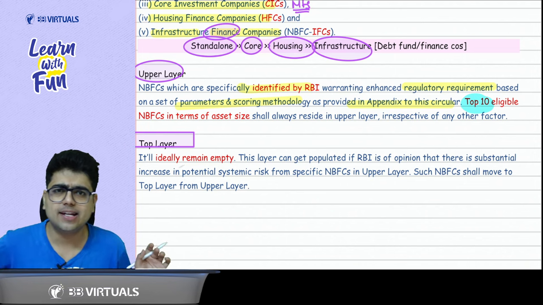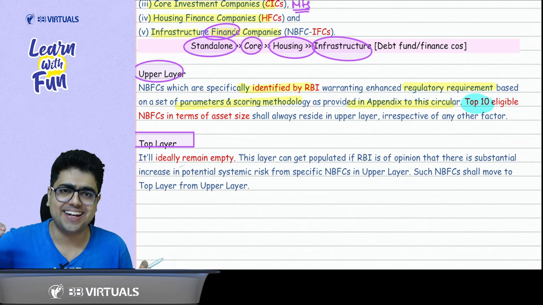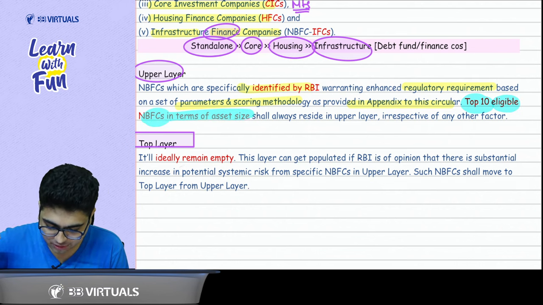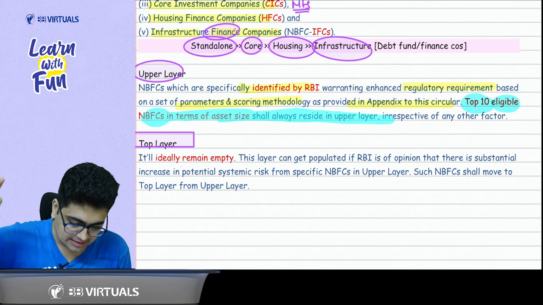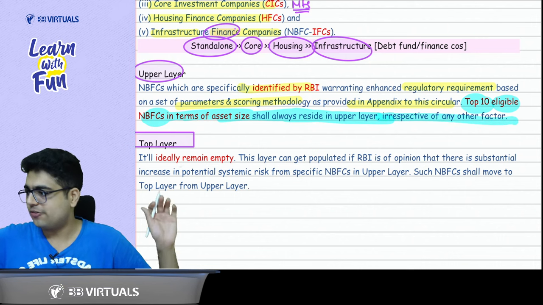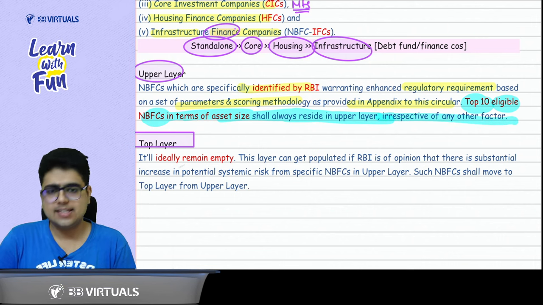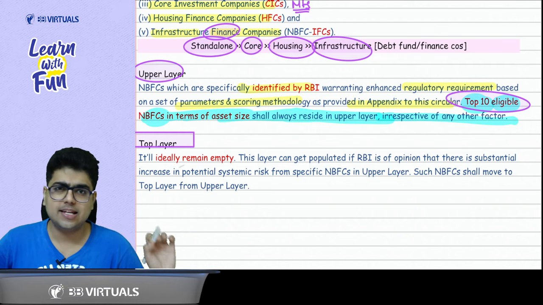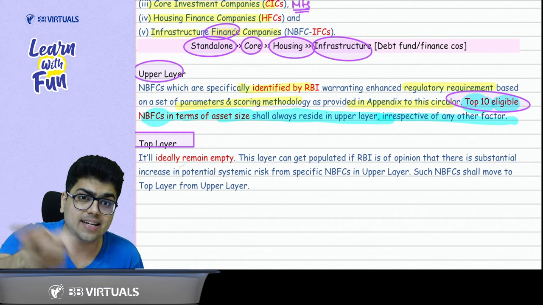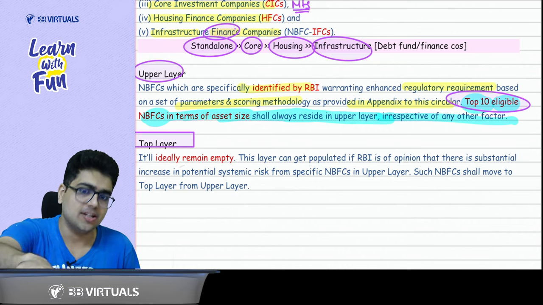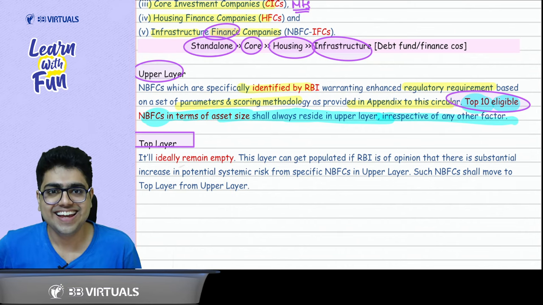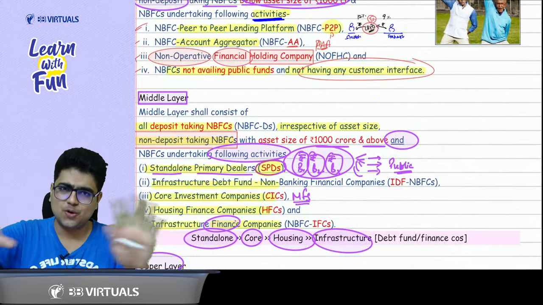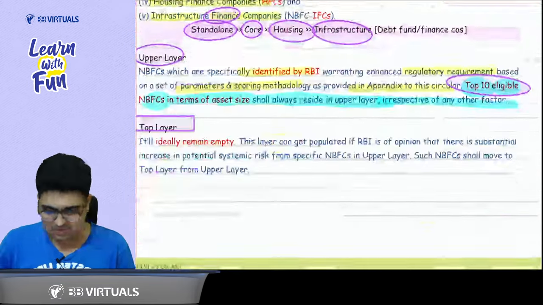You must have played that game in your childhood also. Top 10 eligible NBFCs in terms of asset size shall always reside in the upper layer irrespective of any other factor. So please remember this point: the top 10 eligible NBFCs will become a part of base layer. Wrong. Upper layer. Right. So base layer, no. Middle layer, no. But yes, they will become a part of upper layer.